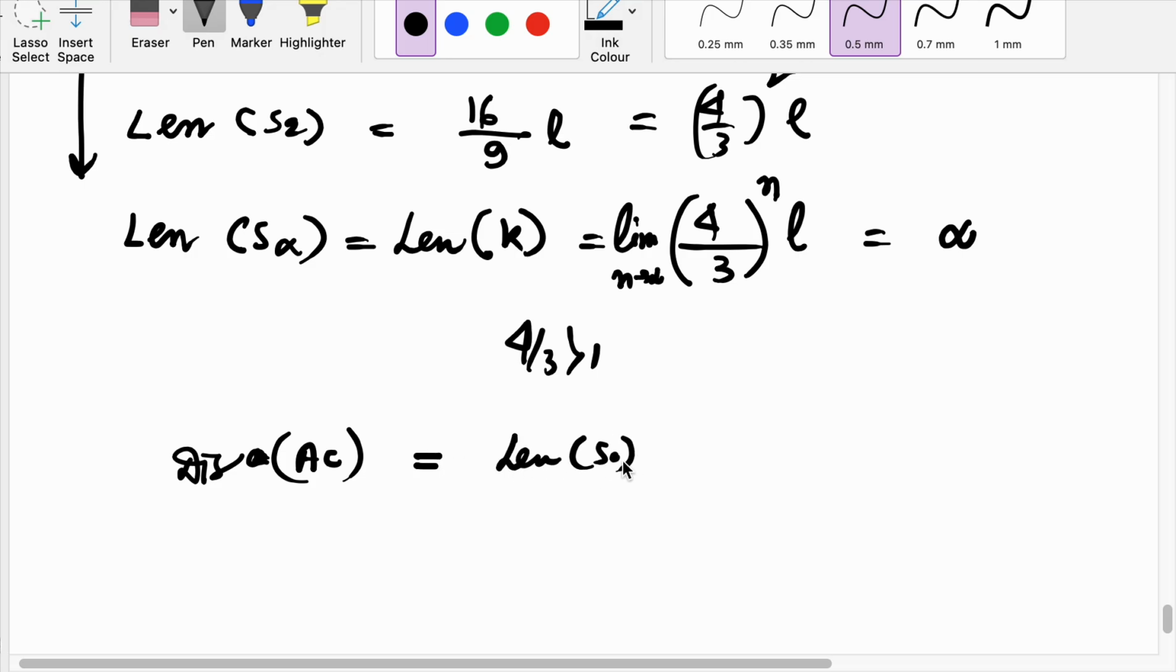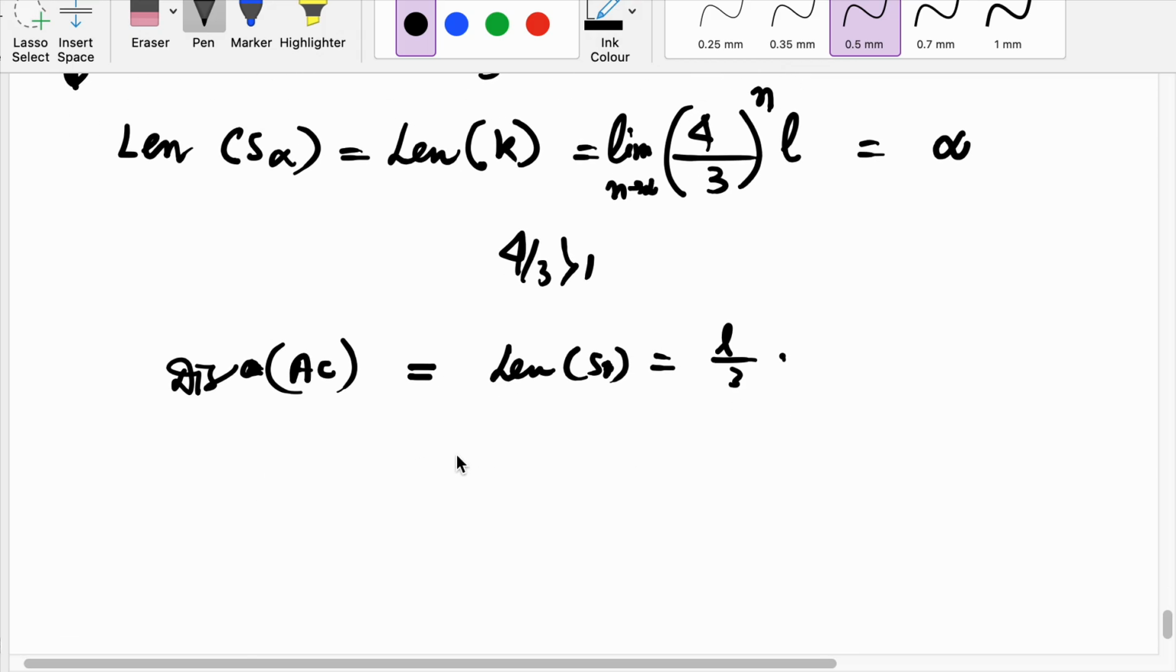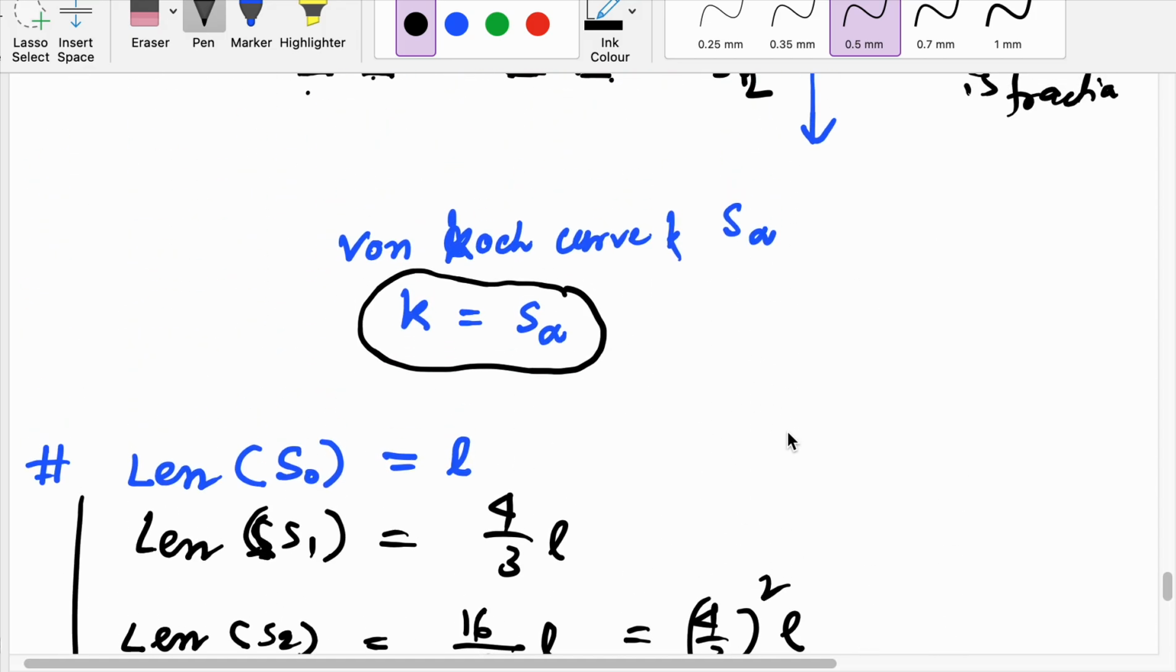if the length at S1 is L by 3, now you will find that in S2 the length is L by 3 into 4 by 3. Why?